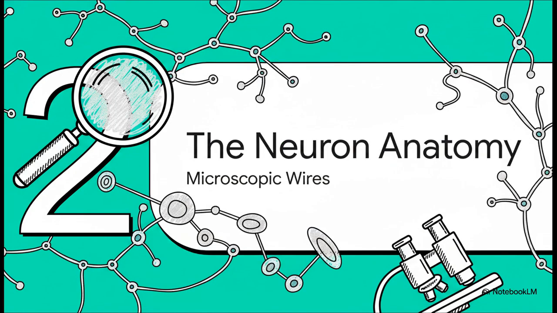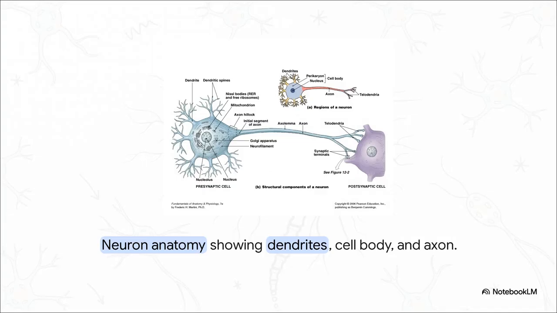Moving right along to Section 2, the neuron anatomy. Now that we have our macro map, let's zoom in closer and look under the microscope at the individual wires of this network. Form absolutely follows function here. The neuron is the basic functional unit of the nervous system. It's responsible for all communication.